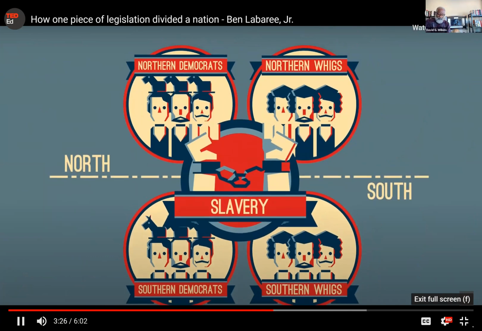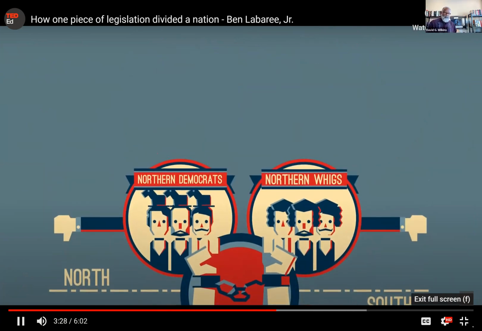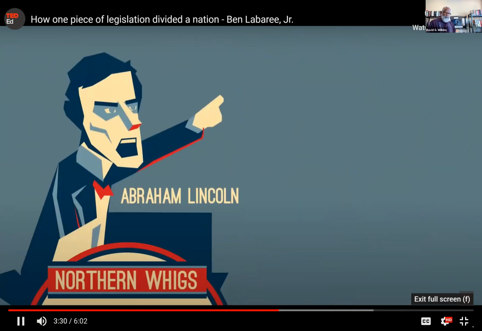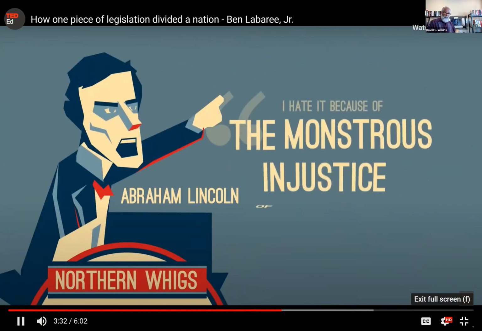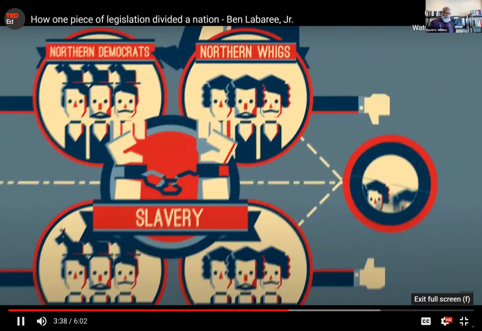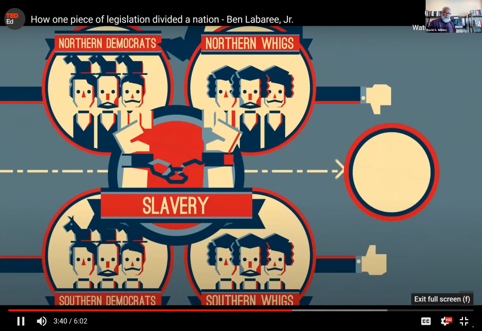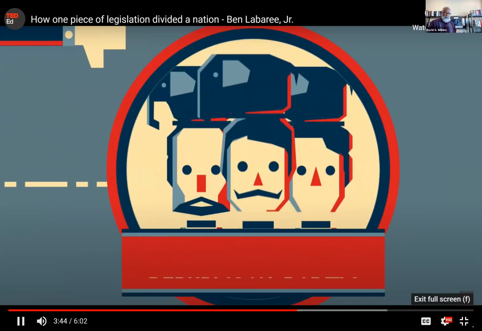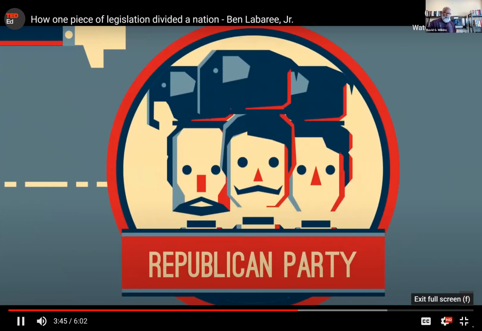Congressmen from both parties spoke out against the act, including an Illinois Whig named Abraham Lincoln, denouncing the monstrous injustice of slavery in an 1854 speech. By this time, the Whigs had all but ceased to exist, irreparably split between their northern and southern factions. In the same year, the new Republican Party was founded by the anti-slavery elements from both existing parties.